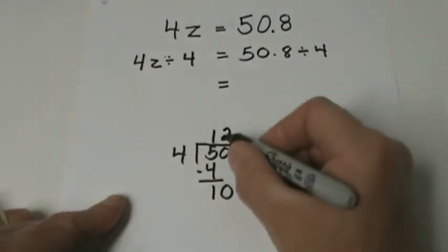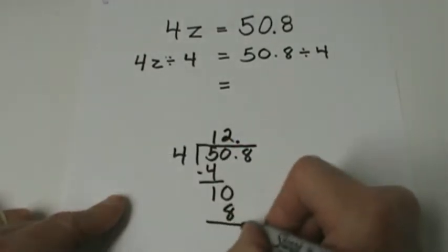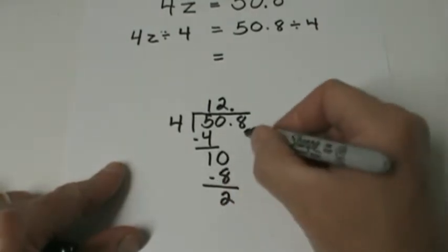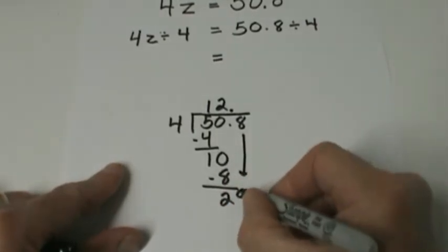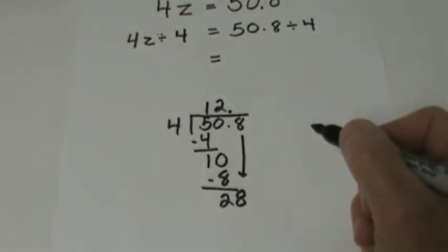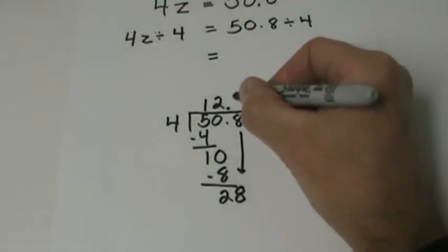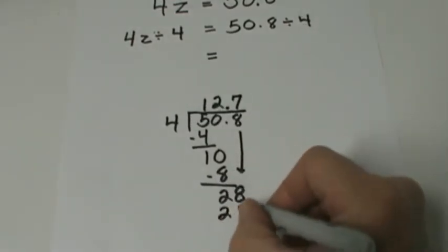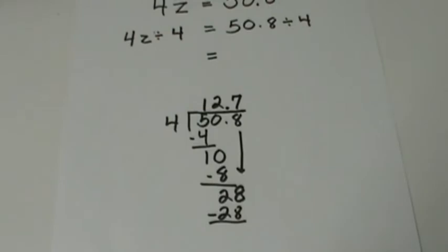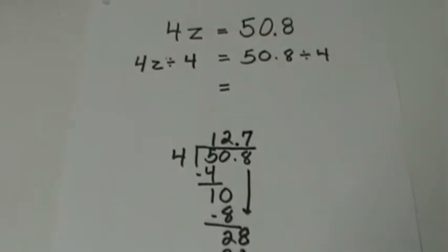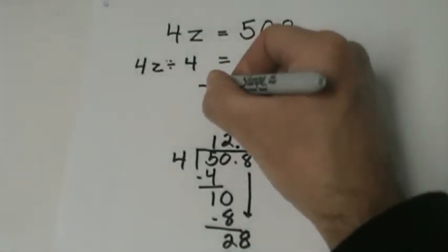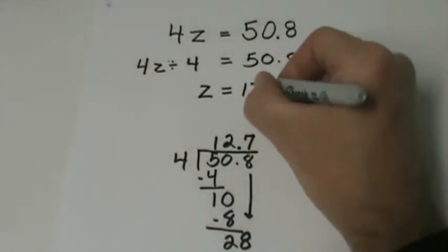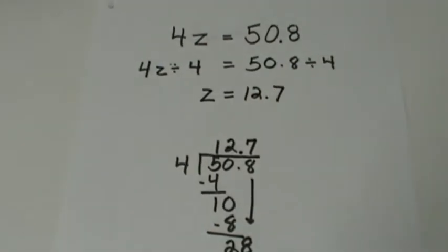2 times 4 is 8. Subtract, and we have 2 left over. Bring down our 8, and we have 4 into 28 will go a total of 7 times. 7 times 4 is 28, and our decimal terminates. So now we know that the value of z is going to be 12 and 7/10.